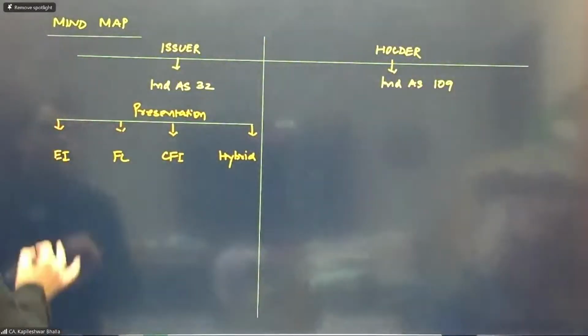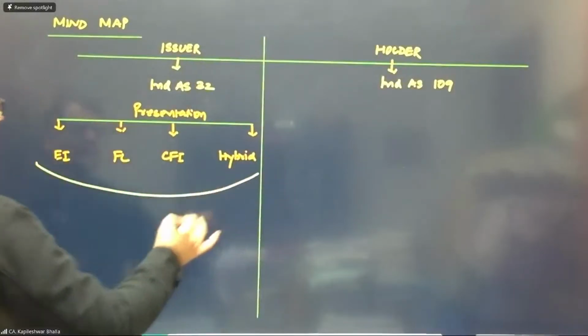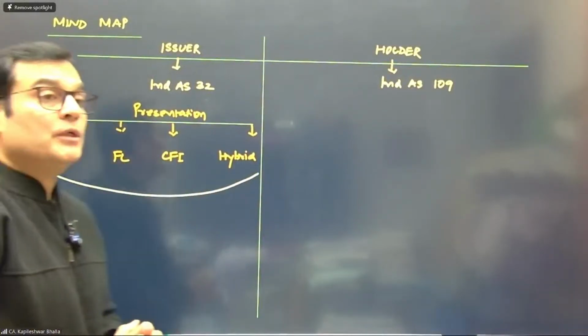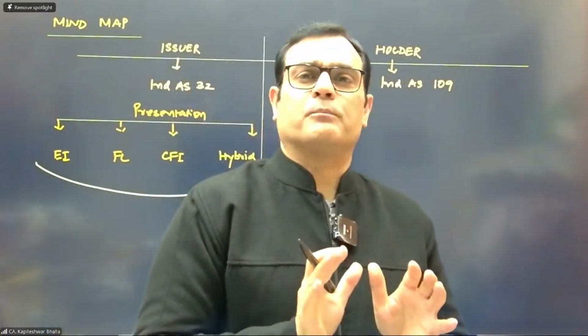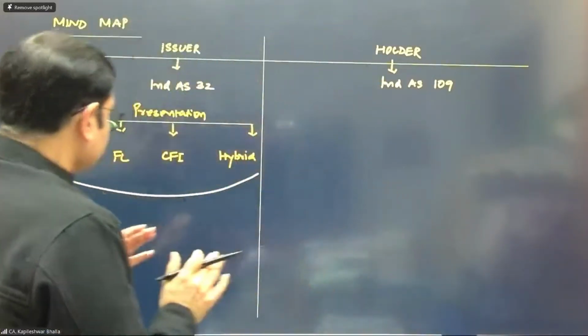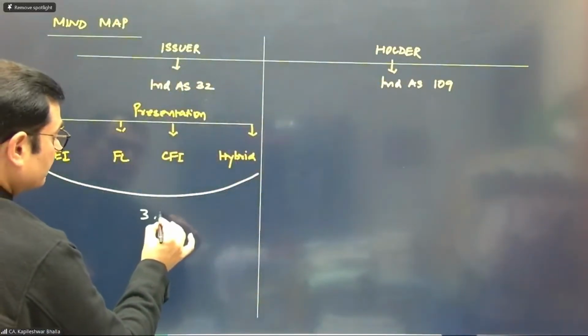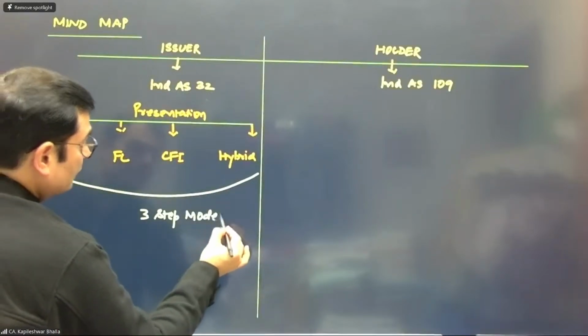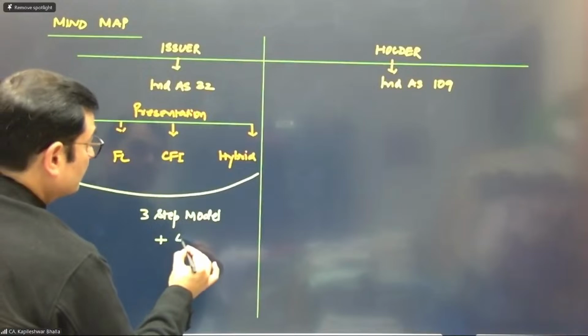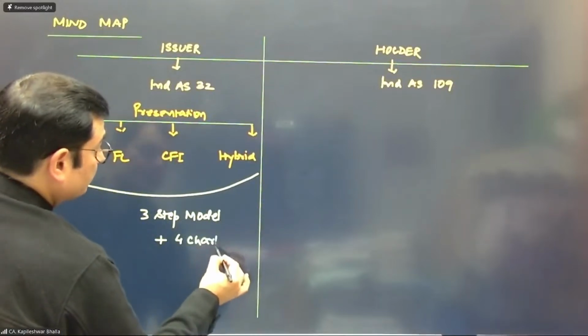For the purpose of taking a call on which of the four the instrument is presented as, you've already covered a three-step model. I'm not going to recall the three-step model. You already know that your focus is on the three-step model which I gave you, and based on the three-step model, I've also given you a total of 4 charts as well.